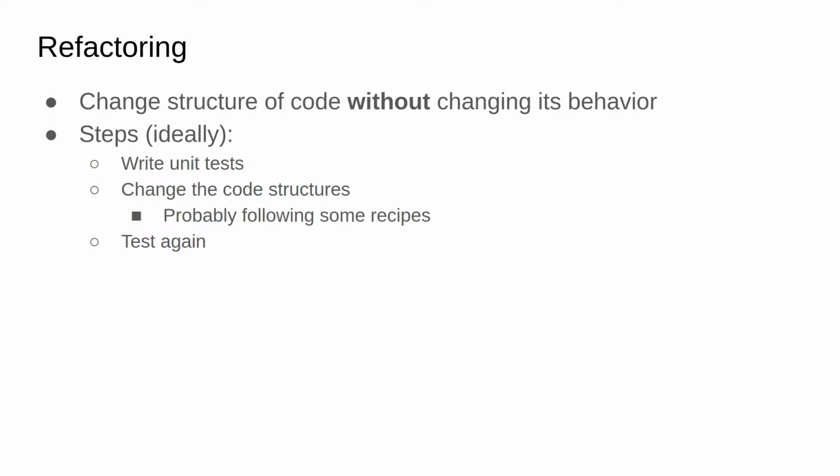There are recipes or methods for refactoring, many of them, and they each try to fix a particular problem in your code. So ideally, when you do refactoring, you would start by writing unit tests. We haven't done that yet. Then we change the code structure, and then we test again. Like we would extract a new class, or from a long function, we make a new function from it. So this is what we usually do over and over again when we write software.